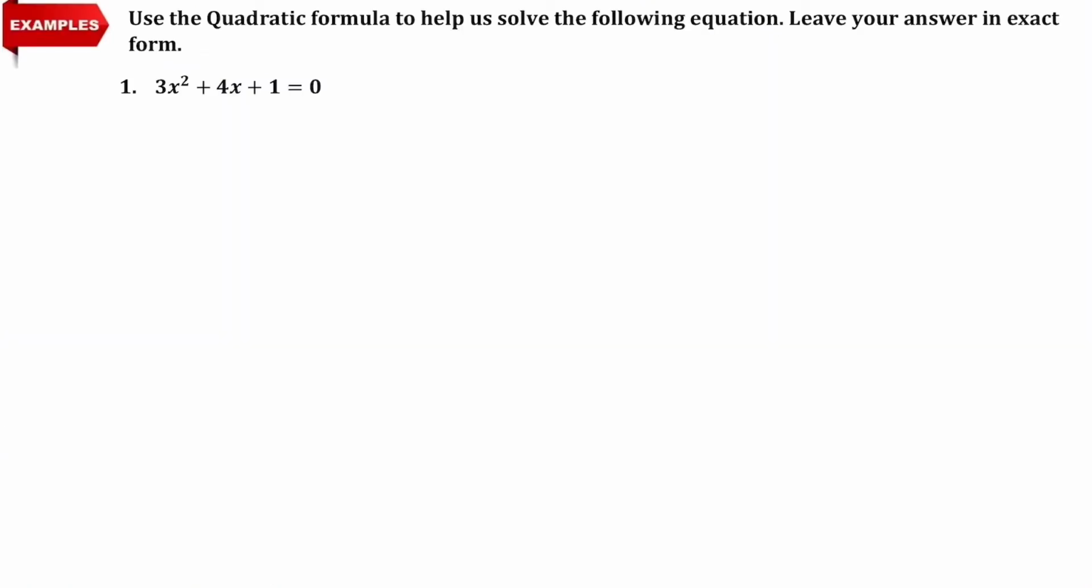So with this particular question, we've been asked to use the quadratic formula to help us solve the following equation. We're also told to leave our answer in exact form. The question here is 3x squared plus 4x plus 1 equals 0. So obviously we're trying to solve for x. Before we go in and use the quadratic formula, I just want to use a different method. We're going to factorize first and then go in and solve.